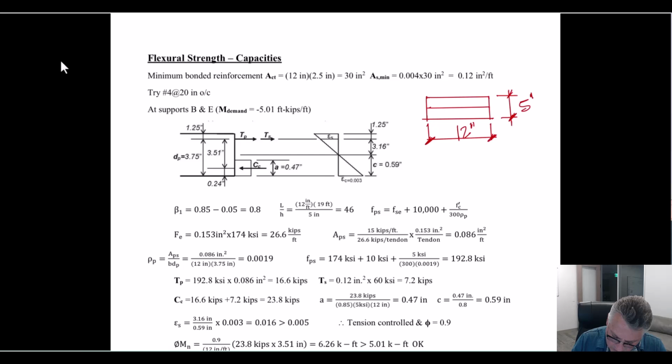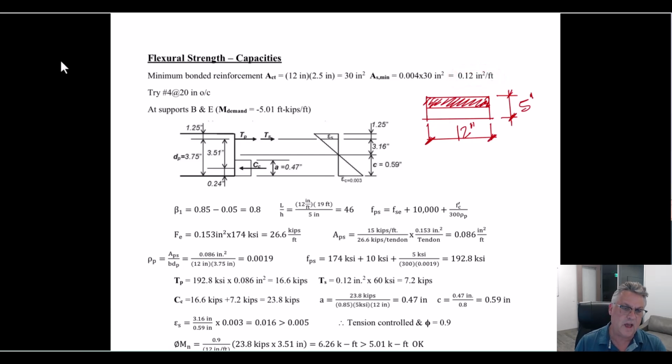If you're looking at the top or you're looking at the bottom, you're still looking at the same area. It's half of the depth. So when you have negative moment on top, this is what we're talking about. When you have negative moment on the bottom, this is what we're talking about, but it's the same number. It's going to be 12 inches wide times 2.5 inches deep, or 30 square inches. Multiply that by 0.004 and get 0.12 square inches per foot.